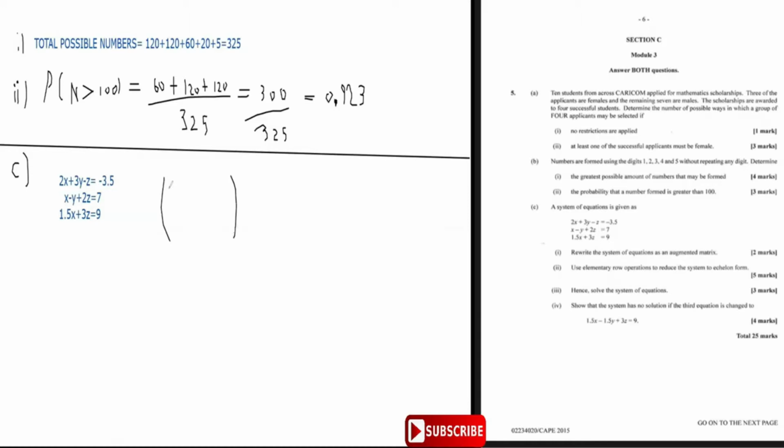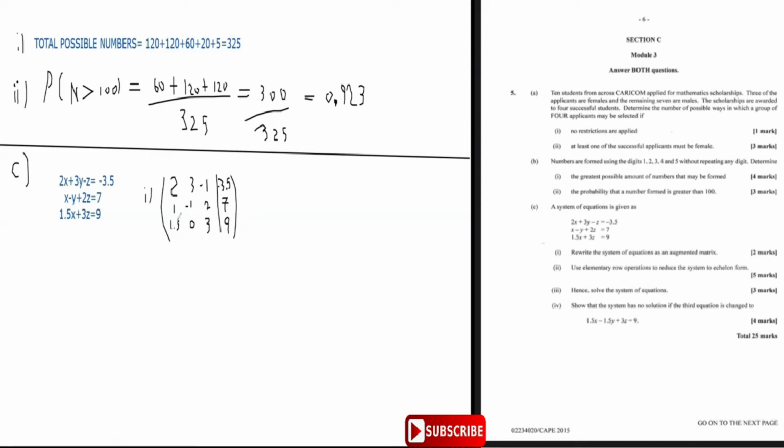So the coefficients are going to be 2, 3, minus 1. Augment. This is going to be 1, minus 1, 2. This is going to be 1.5, 0, and 3. All right, up here now we're going to have minus 3.5, 7, and 9. Nice and easy. So that's the augmented matrix, that's part I.